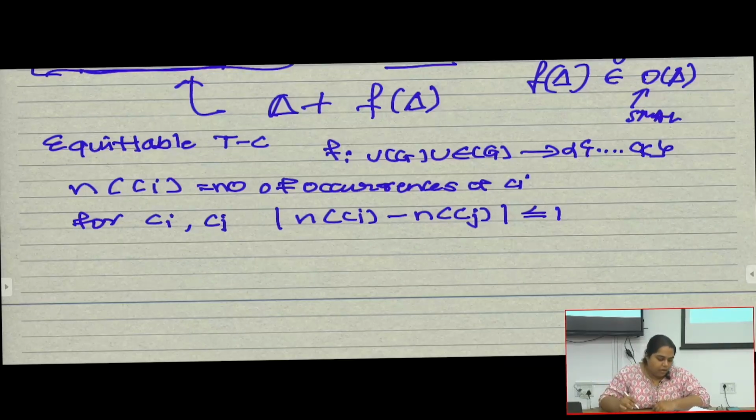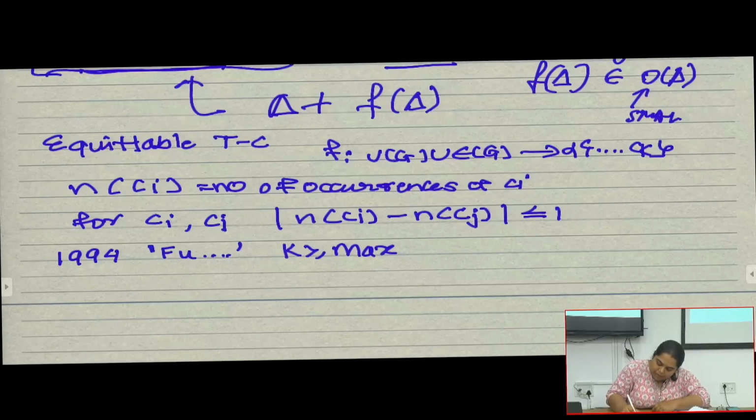Now there are two conjectures. The first one was given in 1994 by a person whose full name I don't remember. He conjectured that if k is greater than or equal to the maximum of chi double dash of G and delta of G plus 2, then G is k total equitable colorable.